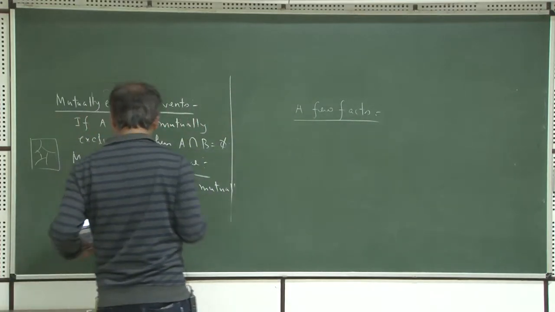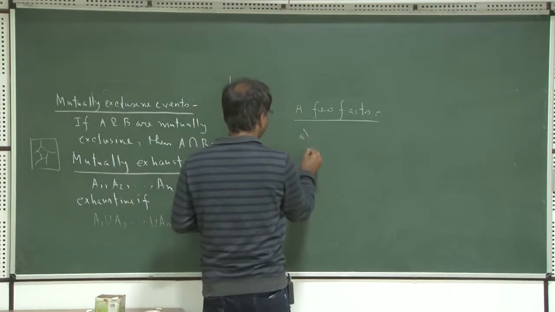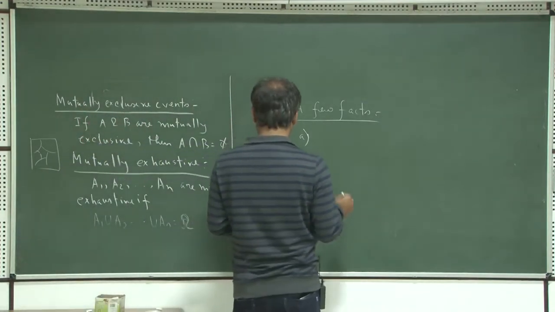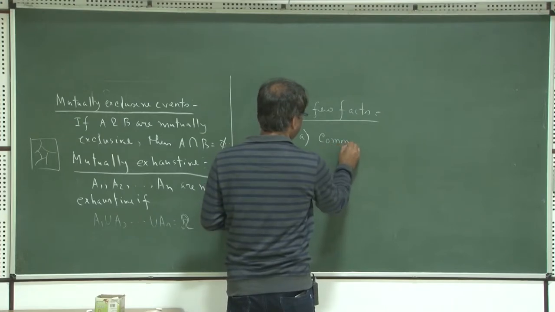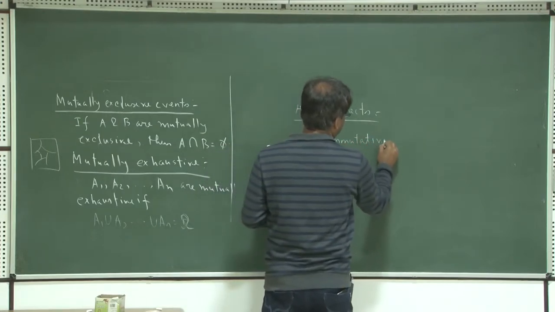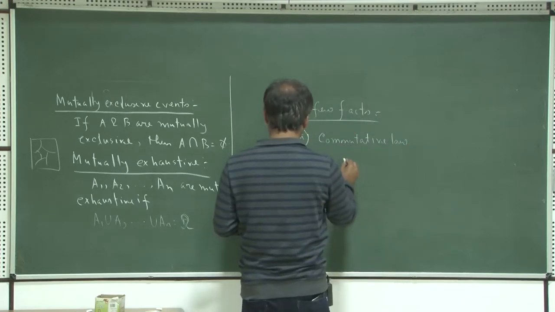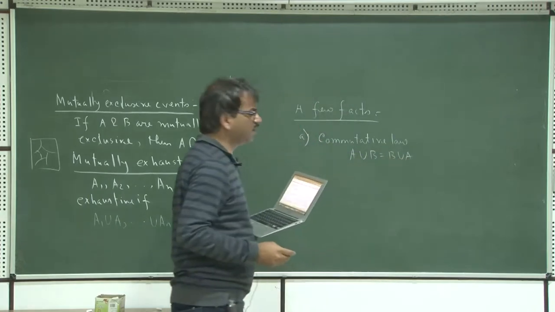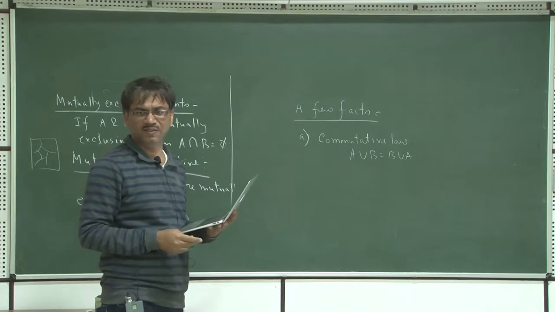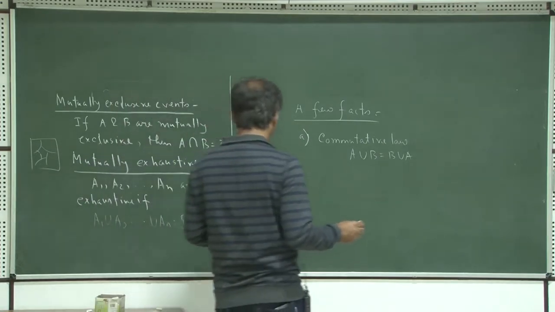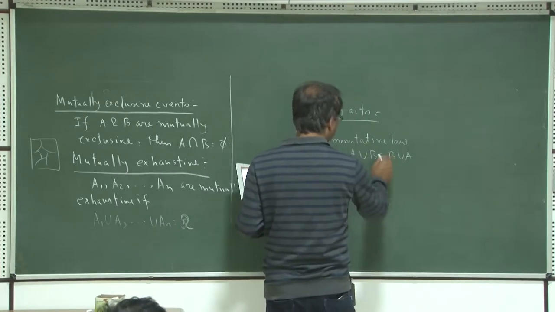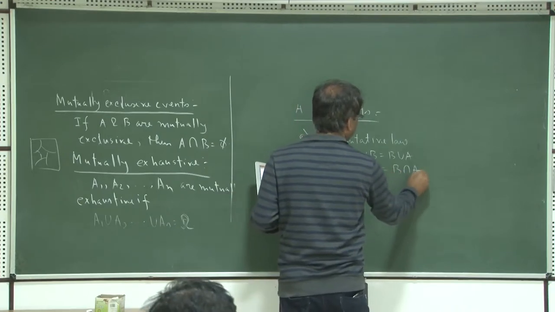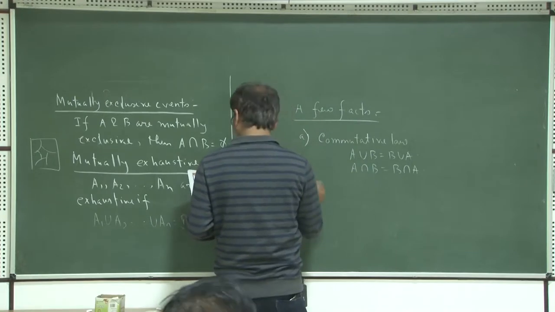For example, one is the commutative law. What it is saying is that A union B equals B union A, and A intersection B equals B intersection A. I believe that all of you know what union, intersection and complement are, so I'm not discussing that. Number two is that.